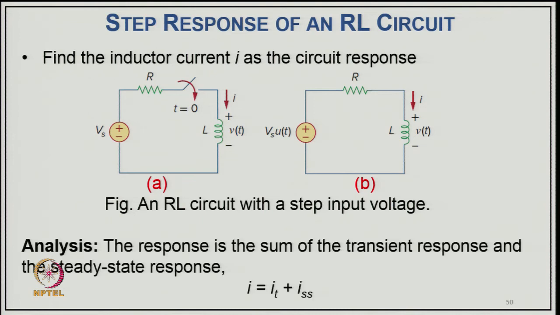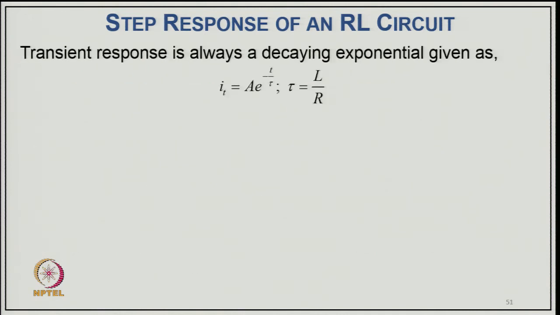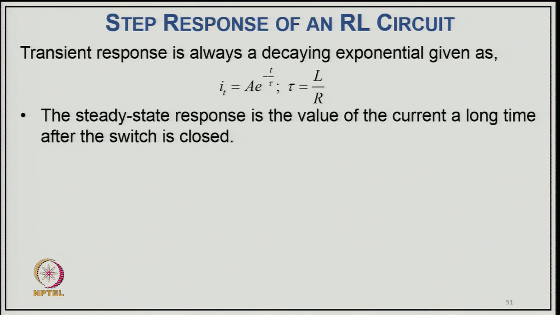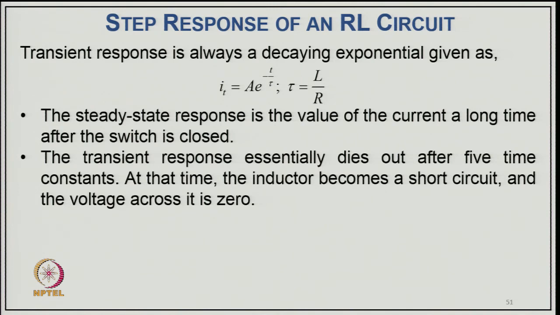So, it is an RL circuit with a step input voltage, as we just saw. For analyzing it, the response is the sum of the transient response and the steady state response, i = i_t + i_ss. The transient response is always a decaying exponential function, because it is like a natural response: i_t = A e^(-t/τ), where τ = L/R is the time constant for this RL circuit. The steady state response is the value of the current a long time after the switch is closed, and the transient response only dies out after approximately 5 time constants. We have seen that after 5 time constants it will be only around 1% of the final value.